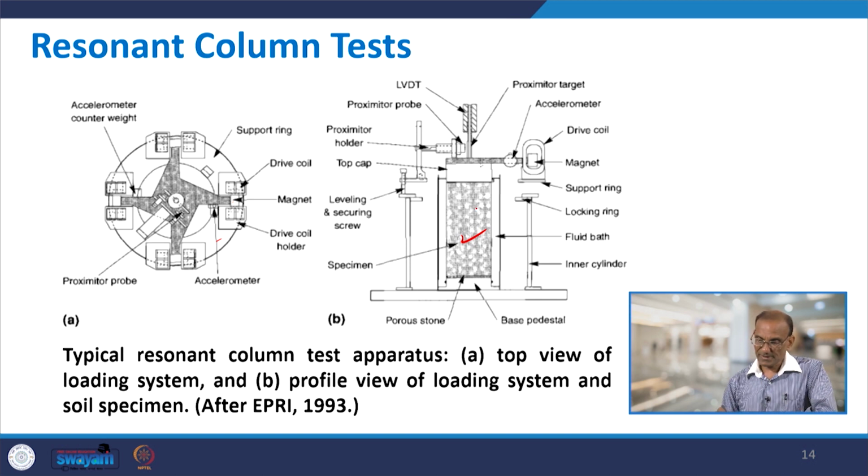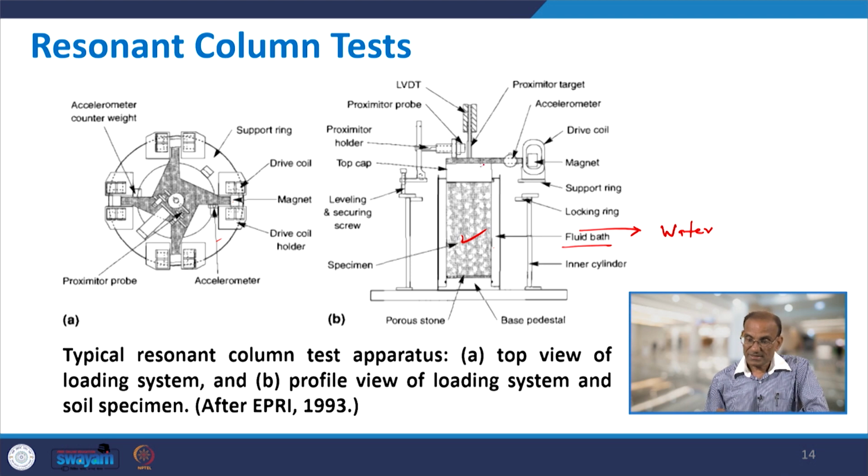If we come to the elevation side, which is the profile, you have the cylindrical specimen and you have the porous stones at the bottom of the specimen as well as on the top of the specimen. And this specimen is kept on what is called the base pedestal. Then you have the inner cylinder, and of course this specimen will be inside what we call the membrane, and after the membrane you have the fluid, which is normally water most of the time.